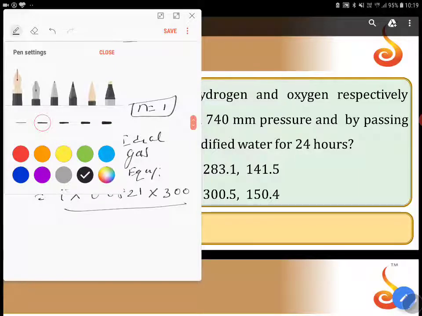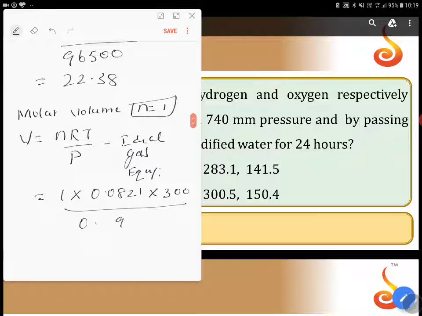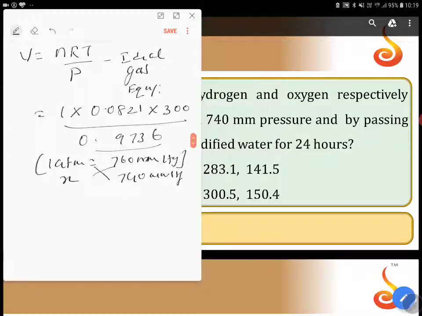If you convert it to atmospheres, you will get 0.9736. Using the conversion, 1 atmosphere is equal to 760 millimeter of mercury. Therefore, 740 millimeter of mercury is X atmosphere, cross multiply, you will get this answer 0.9736. So now if you simplify, molar volume Vm is equal to 25.3 liters.